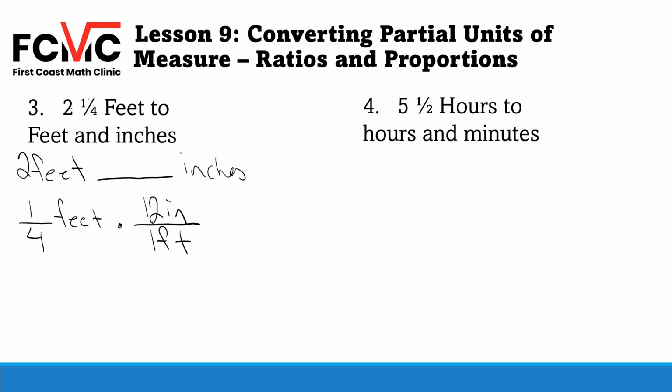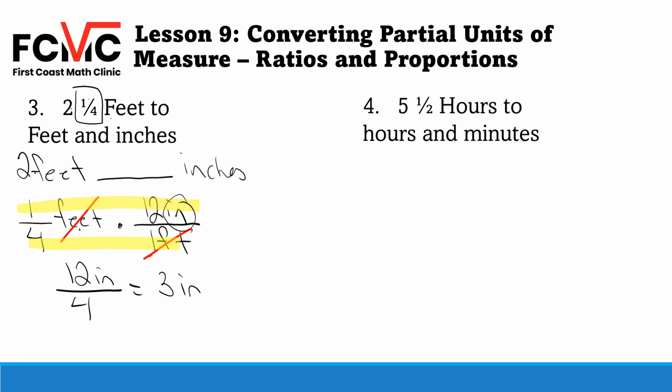All right, because this is 2 1/4 feet, we have 2 feet and then 1/4 of a foot. So that's our quarter of a foot. We're going to multiply that by our ratio, 12 inches to 1 foot. Now our foot and foot cancel out, and we can multiply straight across. 1 times 12, 4 times 1. So I get 12 inches over 4. Our label stays inches, and we're left with 3 inches. So we get 2 feet, 3 inches.